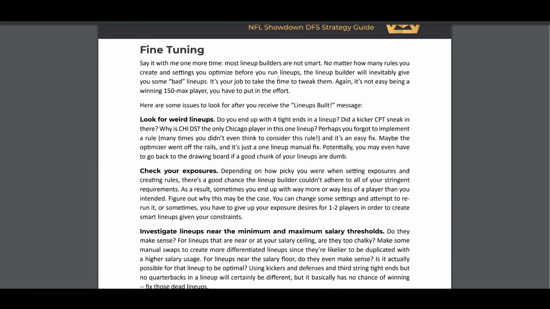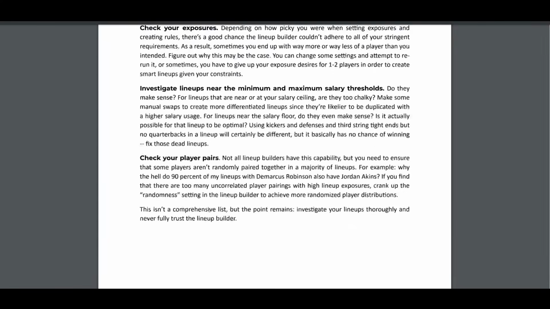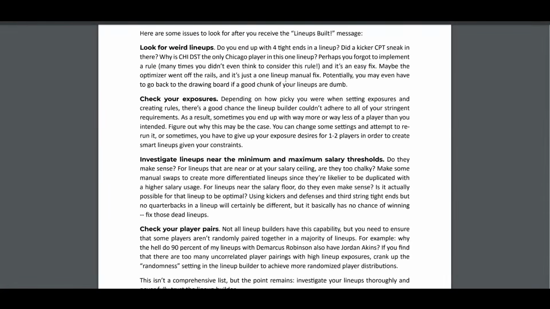Fine-tuning. This is after the lineups are built. Now, the builder is not going to give you good lineups every time. Just because we put in rules, there's still going to be some weird lineups and bad lineups even that are in our player pool. So we're going to look for weird lineups first. Once our lineups are built, we're going to look for lineups that don't make any sense. I don't care how many times this game is played. This lineup is never going to win. So we'll look at that. We'll check our exposures. And then we'll investigate lineups near the minimum and maximum salary threshold, and we'll check player pairs. All these we can do with the lineup builder. So we'll start with the weird lineups first.